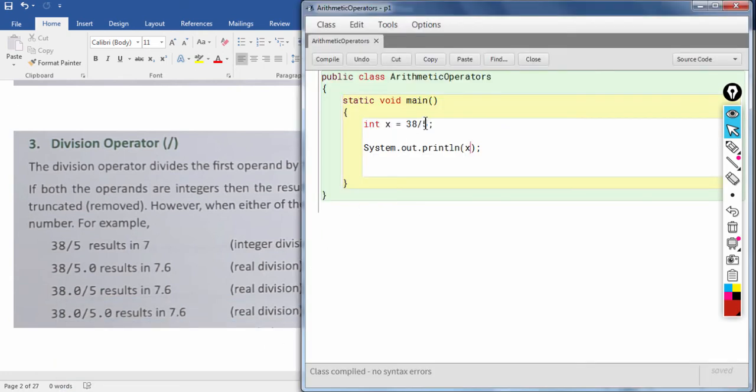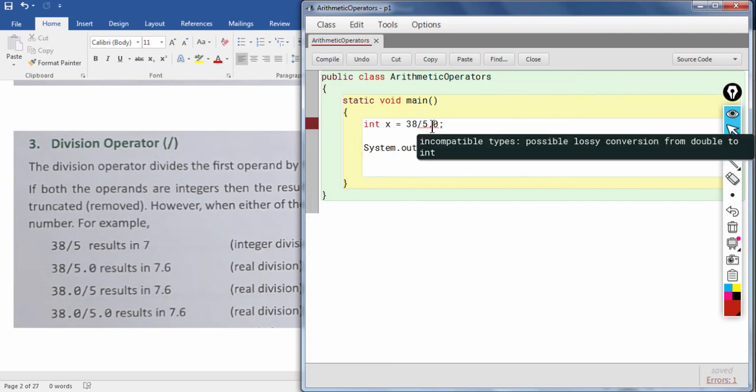So let's try to understand this. If I write here 5.0 and try to assign the value in x, this will give me an error. What is the error? Incompatible types. Try to understand the error here. BlueJ or any other compiler will give you the exact error.